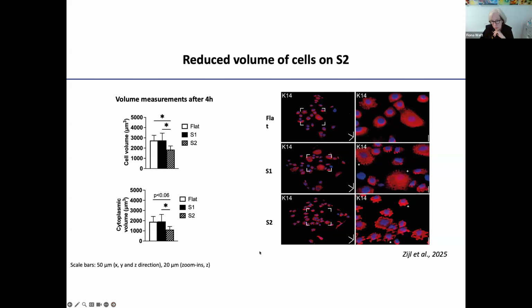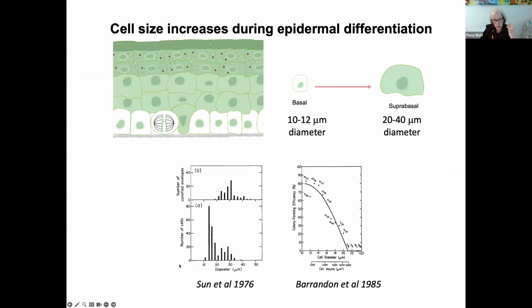My then PhD student, Sebastian Zeil, who is now a postdoc in Cambridge, noticed that on the S2 substrates, the volume of the cells was lower than on the flat or the S1 substrates. He made these measurements using confocal imaging, as you can see over here. And here we see the reduction in both cytoplasmic volume and total cell volume. So this was of interest because, as this slide from Misana shows, we knew that as cells differentiate, they get larger. So it got Sebastian wondering whether cell volume might be an important regulator of differentiation.